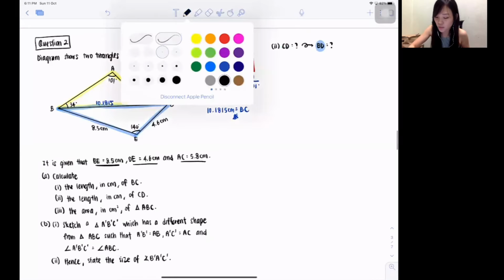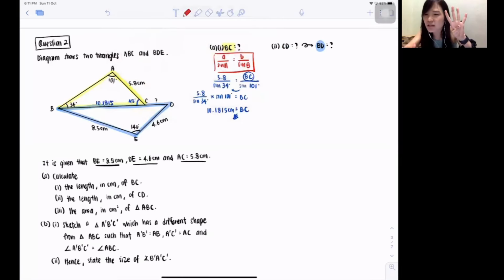Understandable? So which formula should I use again? Four formulas. Do they ask for area? No. Do they give area? No. Will I use area? No. Bye-bye. Left with sine rule and cosine rule.